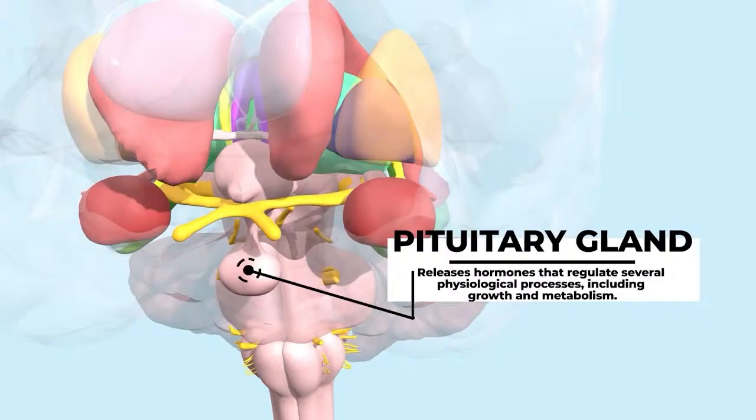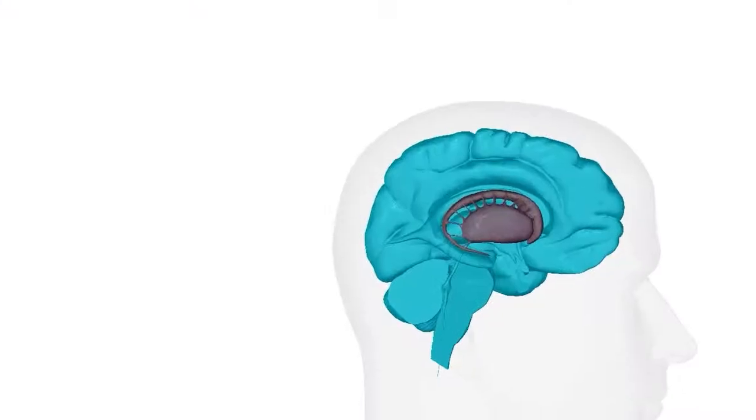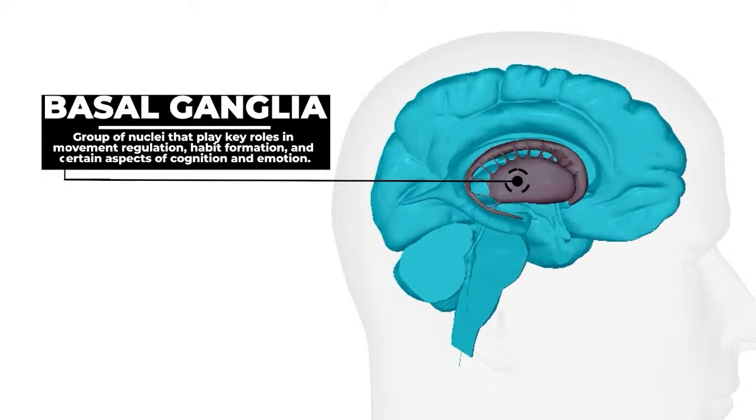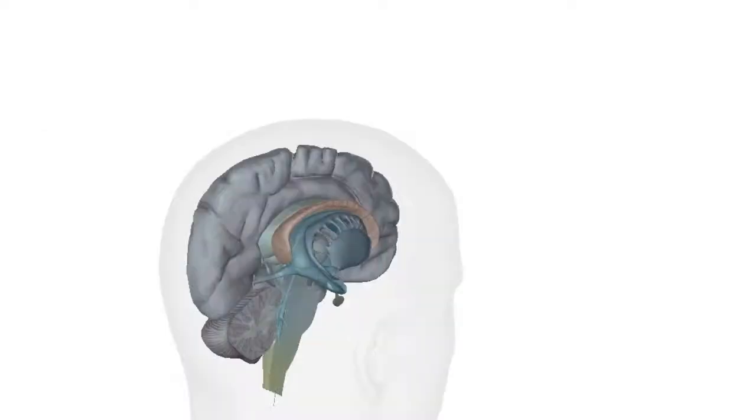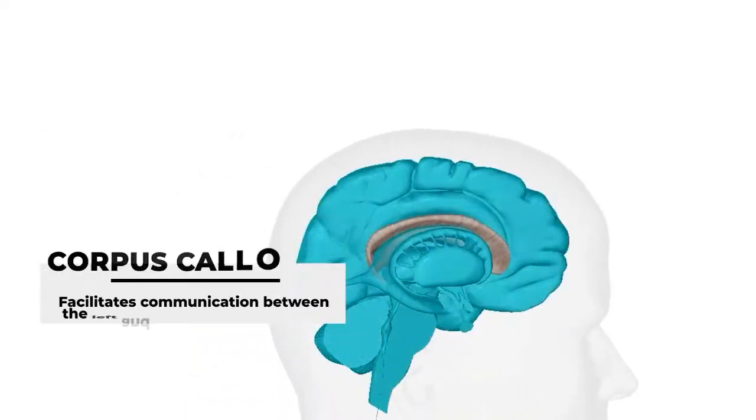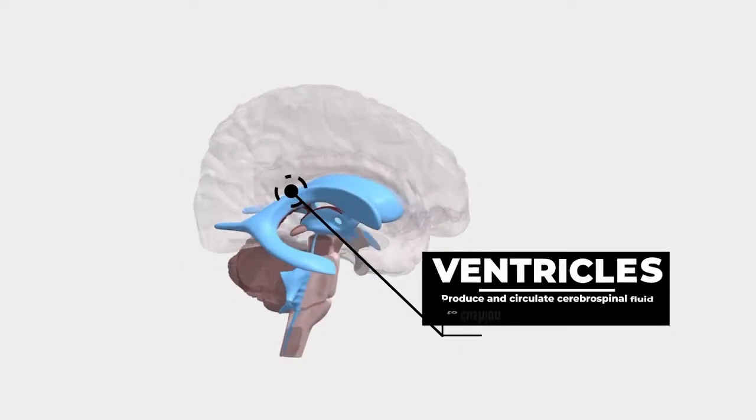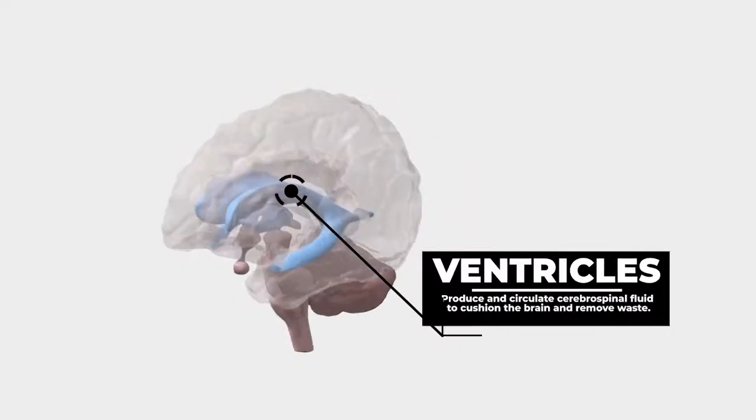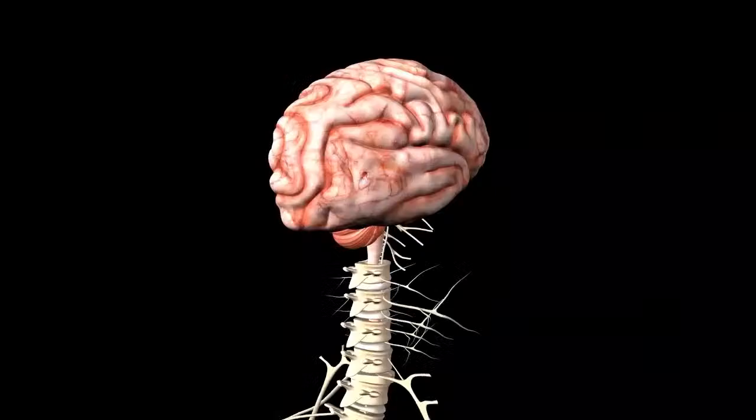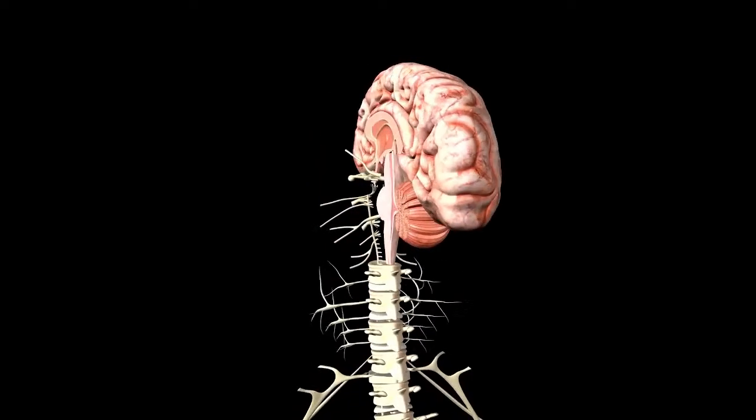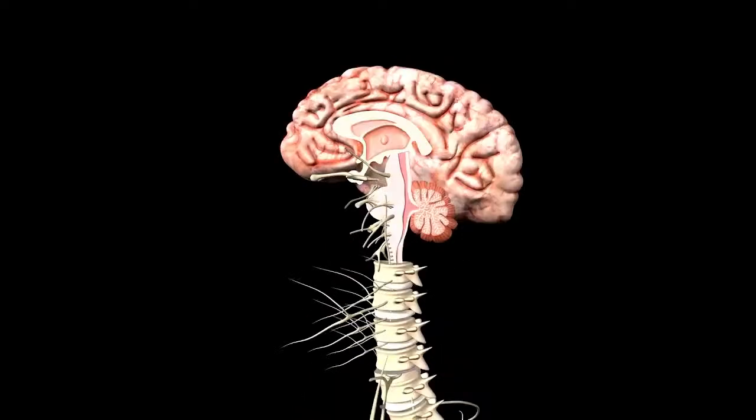Basal ganglia. Is a group of nuclei that play key roles in movement regulation, habit formation, and certain aspects of cognition and emotion. Corpus callosum. Facilitates communication between the left and right sides of the brain. Ventricles. Produce and circulate cerebrospinal fluid to cushion the brain and remove waste. Now we will discuss all these parts in a bit more detail to understand what these are and how they work.